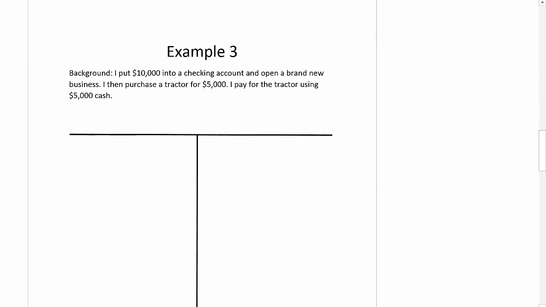Background. I put in $10,000 into a checking account and open a brand new business. I then purchased a tractor for $5,000. I paid for the tractor using $5,000 in cash. So what we're going to do is make the T accounts for this, okay? So we're going to use our formal accounting equation because I think you're used to it now. Assets equals liabilities plus owner's equity.